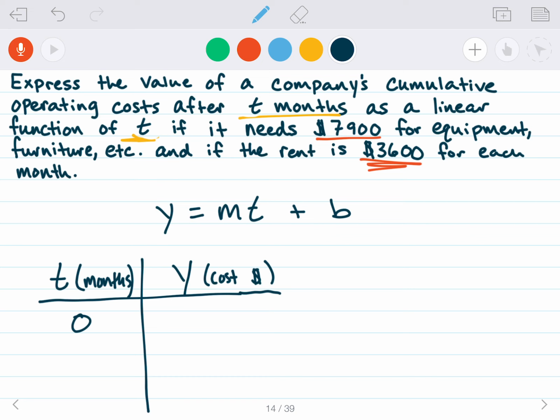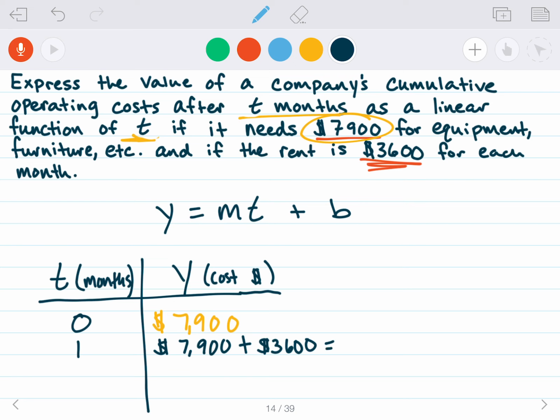All right? So, what are the costs going to be before rent starts accruing? What's the startup initial cost? Well, we need $7,900, right? That's for equipment, furniture, etc. So if I'm not paying any rent at month 0, this is going to be $7,900. Now, month 1, I have to pay 1 month's worth of rent, right? So what is this going to be? Well, this is going to be my startup cost, $7,900 plus the $3,600 for rent, right?